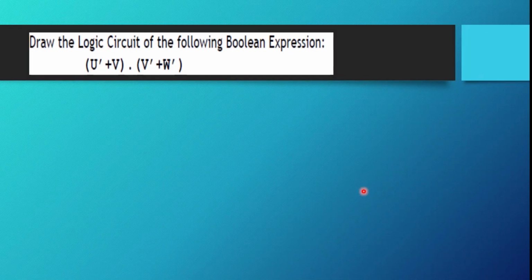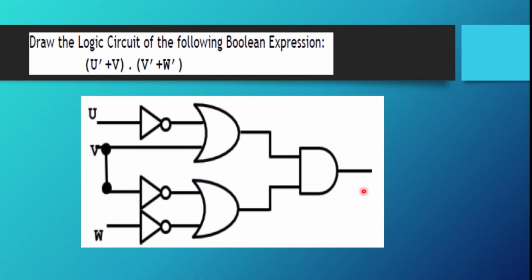Now the next one, this is U complement plus V, V complement plus W complement. Again it will go like this. First of all, in the first stage we are having OR operation. Two OR operations are happening, and finally they are being ANDed. So two OR gates we are taking, U complement plus V, then V complement plus W complement, and these are ANDed.